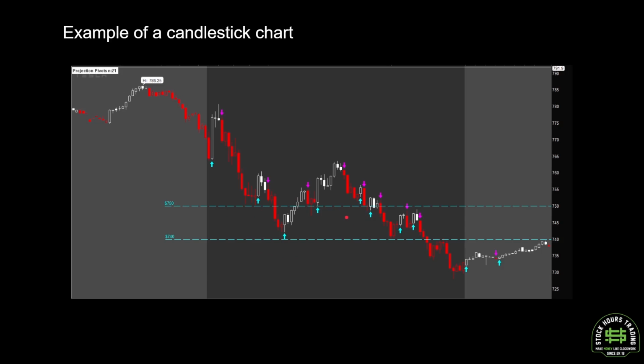So if we were on level 2 for this, we would be looking for 750 on the bid side to enter here for our scalp.